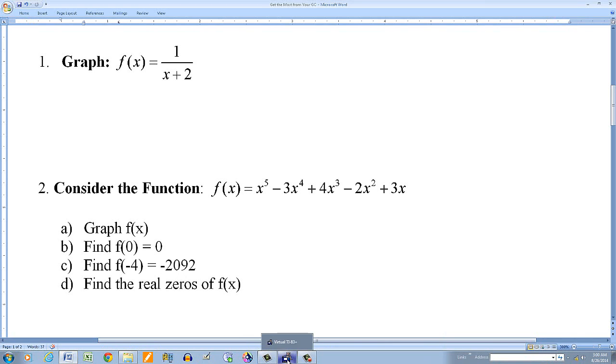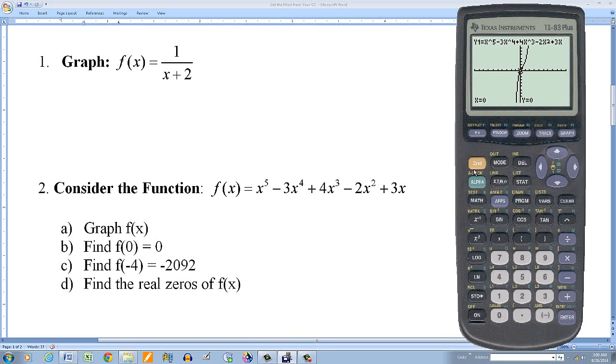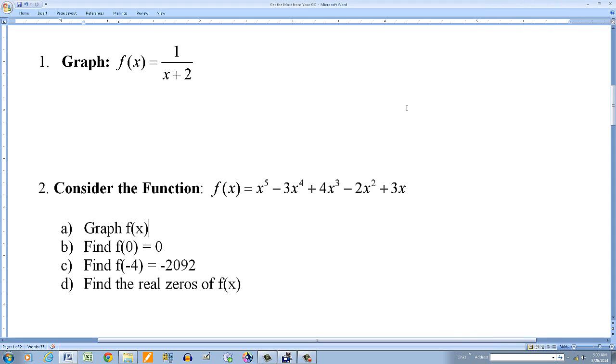But notice it's much easier if I do it the way I did the last one. If I go to second, again, hit the trace key, and I want value again, hit 1, and then type in the negative 4, and then hit enter. And there's the value, negative 2092. Now you can also compute this type of value other ways, like just evaluating a function at a certain number. You can use the store key also to do this, but it's convenient if you're going to graph it, you can easily get it from the graph.